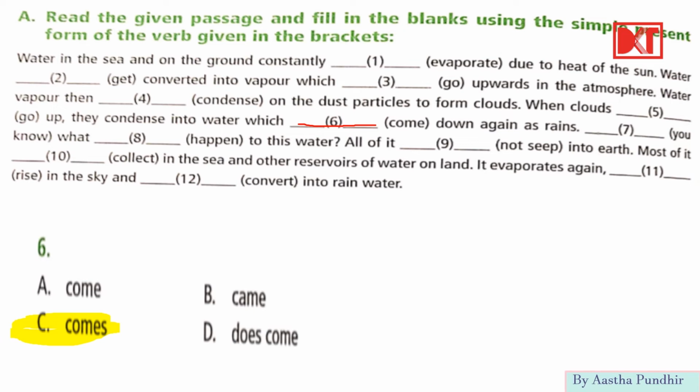Now again come, it is the infinitive form which is not to be used. B came, this is the past form, and D does come, this is again incorrect. Alright, now so the sentence says, when clouds go up, they condense into water which comes down again as rains. So water is a singular third person. So water which comes down as rains. Let's move on.